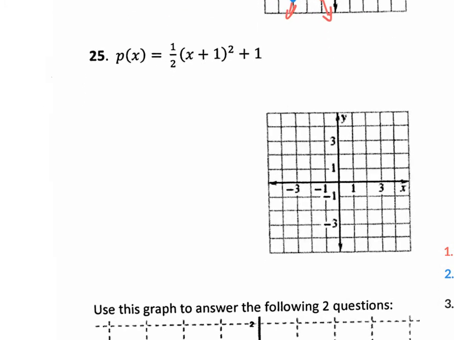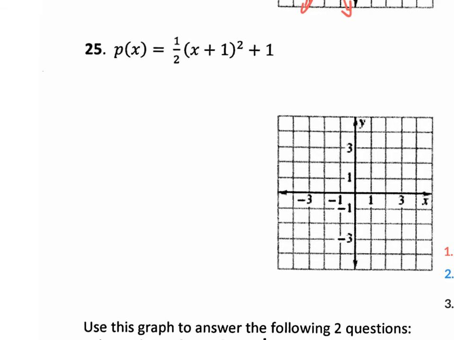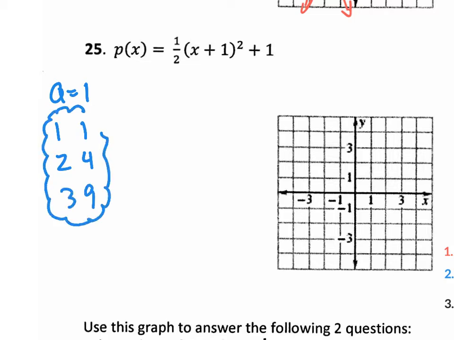Number 25. This is a parabola. Is the a value 1? No, the a value is 1/2. So we need to remember this, guys, that the a value of 1 gives us a nice, beautiful pattern: 1, 1, 2, 4, 3, 9, right? The a value of 1 will give us that nice, beautiful pattern, 1, 1, 2, 4, 3, 9. Where do we get this pattern from?